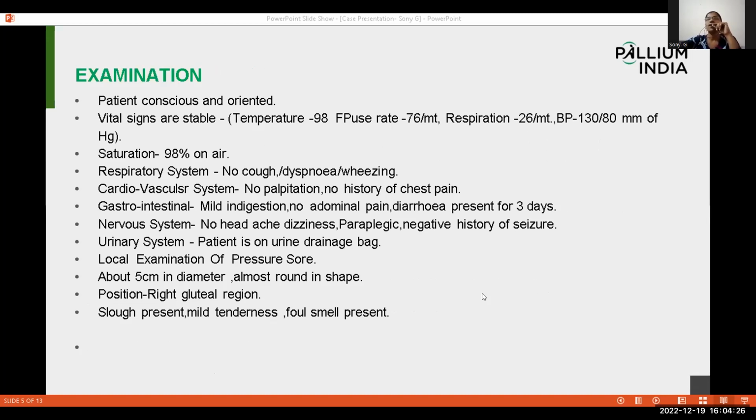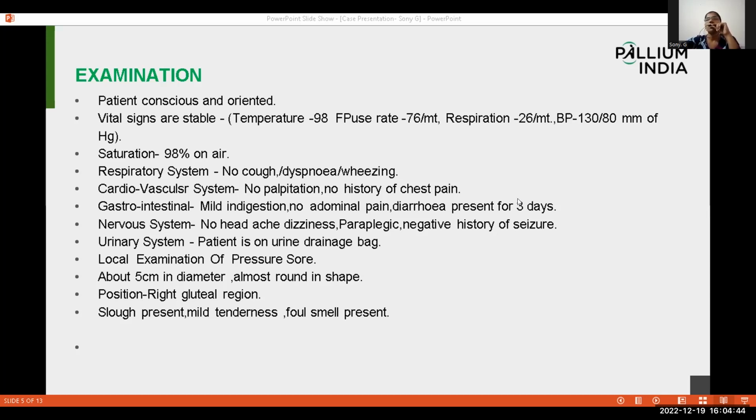Examination: patient conscious and oriented. Vital signs are stable. Temperature 98°F. Pulse rate 76 per minute. Respiration 26 per minute. BP 130/80 mm of Hg. Saturation 98% on room air.